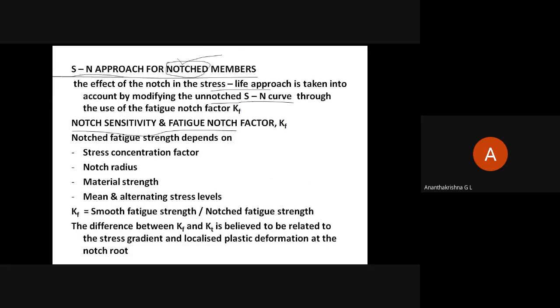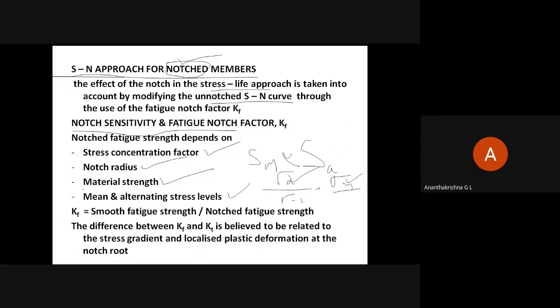Notched fatigue strength depends on these parameters: the notch stress concentration factor, the notch radius, how big the notch is, the strength of the material, and the mean and alternating stress levels, that is S_M and S_A. You remember the Soderberg relation. What is the Soderberg relation? K_FT into sigma A divided by ABC into sigma endurance plus sigma mean by sigma Y. So it depends upon sigma A and sigma M.